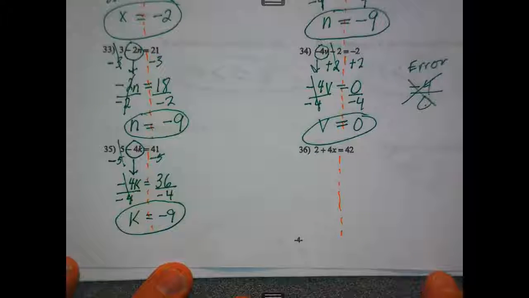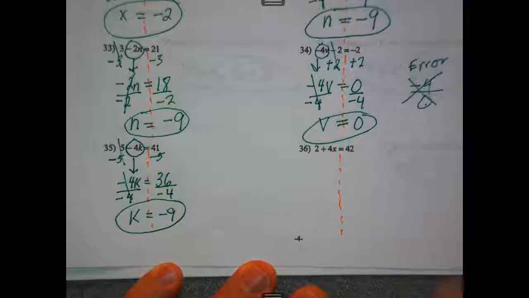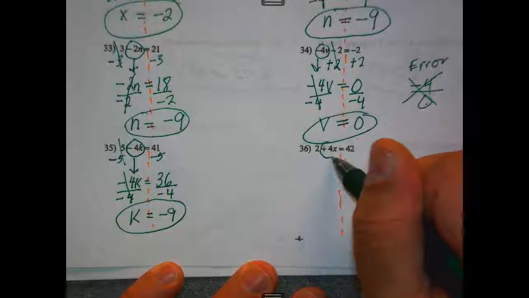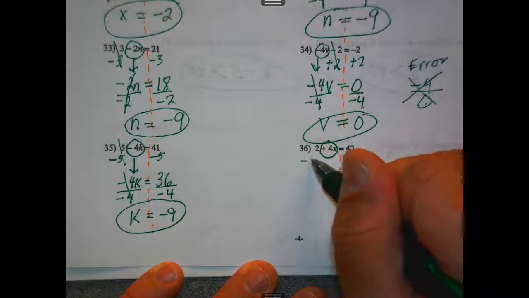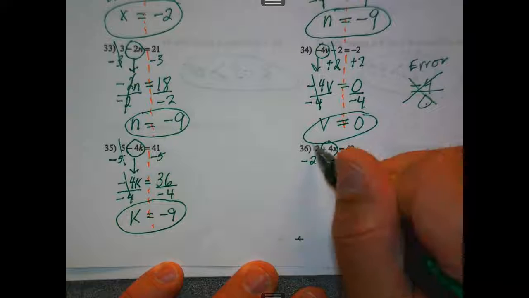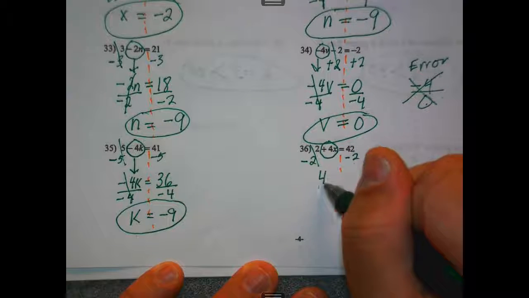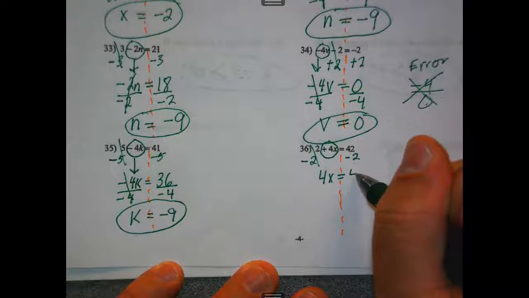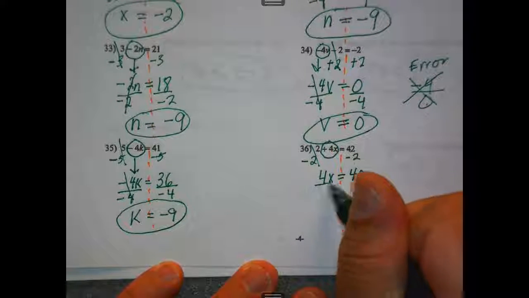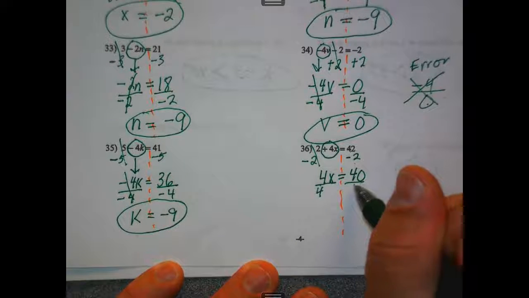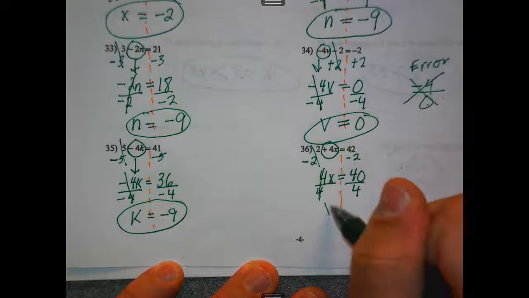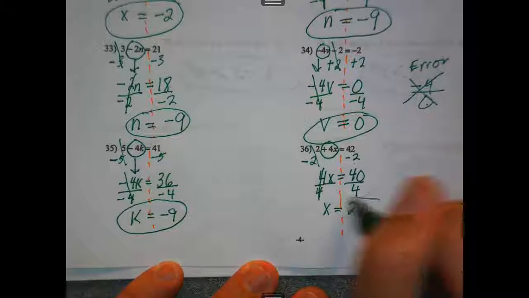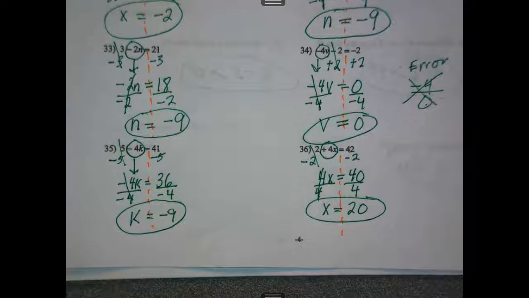And the very last problem. See, I have to get this guy by itself, so I'm going to subtract 2 from both sides. I get positive 4x equals 42 minus 2. 40. Divide by the coefficient 4. I get x equals. I don't know. The last 3 of them were 4s.